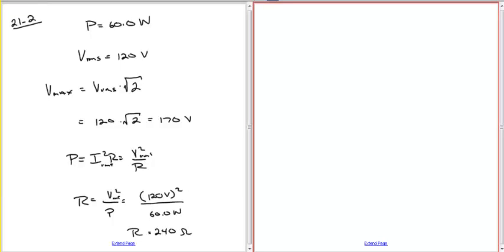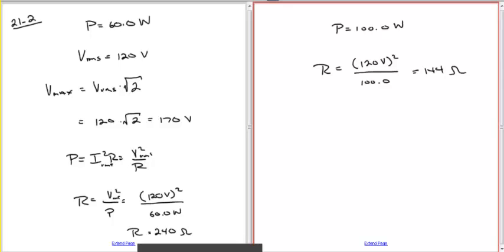Okay, on the last question: does a 100-watt bulb have greater or less resistance than a 60-watt bulb? P equals 100 watts, so it's the same kind of deal. The resistance is equal to the RMS voltage squared divided by the power. You're going to see that a 100-watt bulb has a lower resistance than a 60-watt bulb. So I get 144 ohms. So the answer is it has a lower resistance.